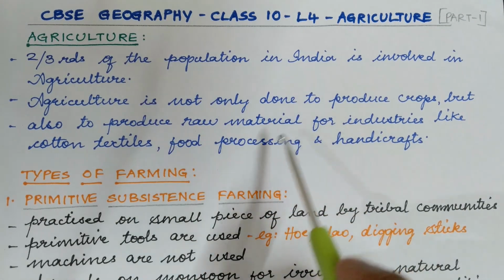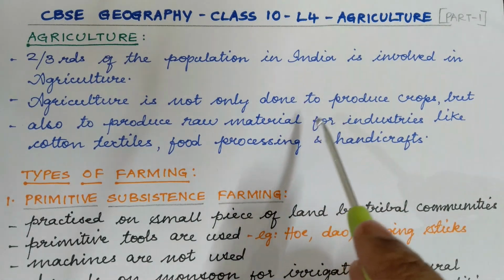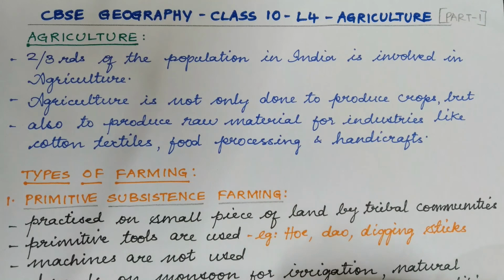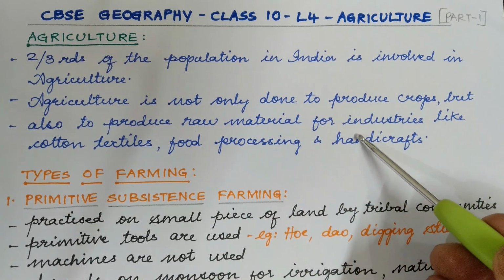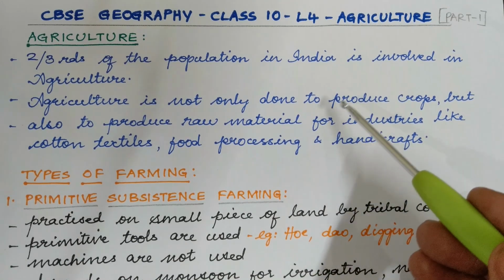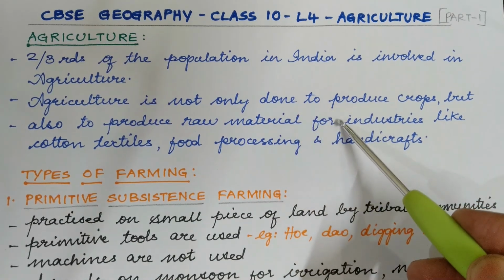It is not only done to produce crops but also to produce raw material for industries like cotton, textiles, food processing and handicrafts. Since the Indian population is quite vast, agriculture provides 60% of employment. The agricultural sector provides 60% of employment.